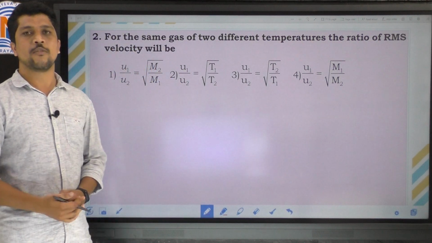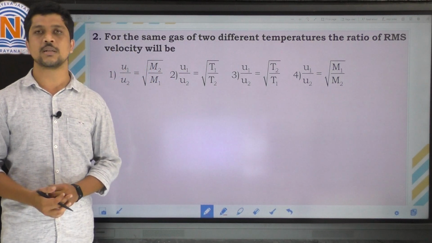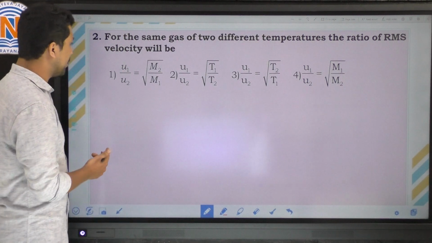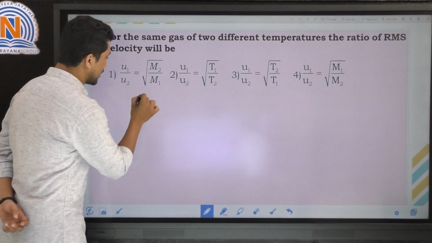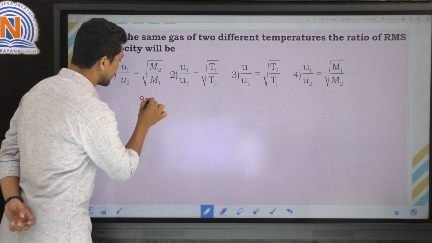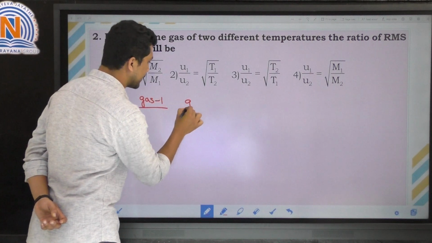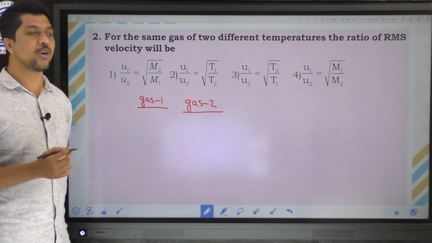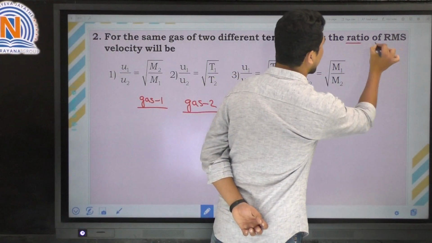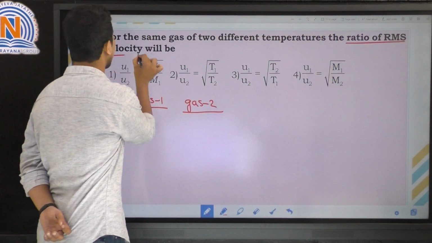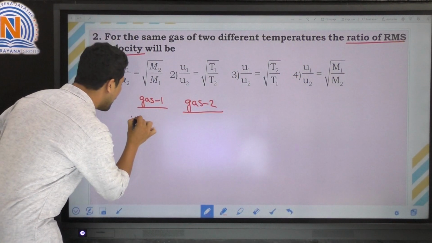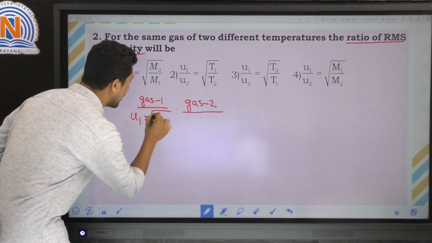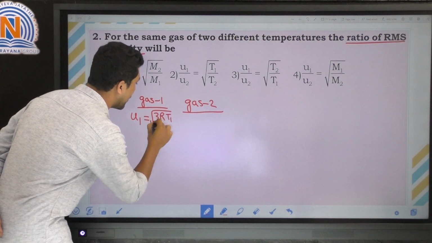Here the question is, for the same gas at two different temperatures, the ratio of RMS velocity will be? So here two gases will be present, gas 1 and gas 2. We need to find the ratio of RMS velocity, that is u1 equals root over 3RT1 by M.